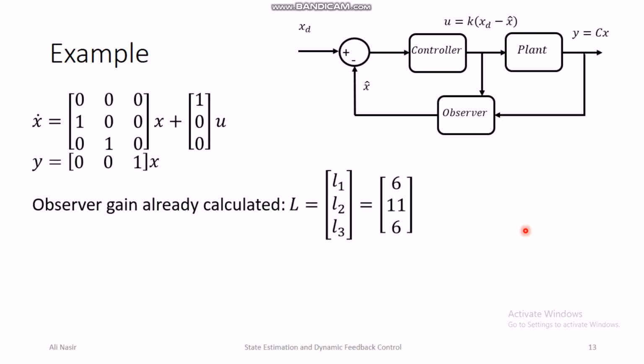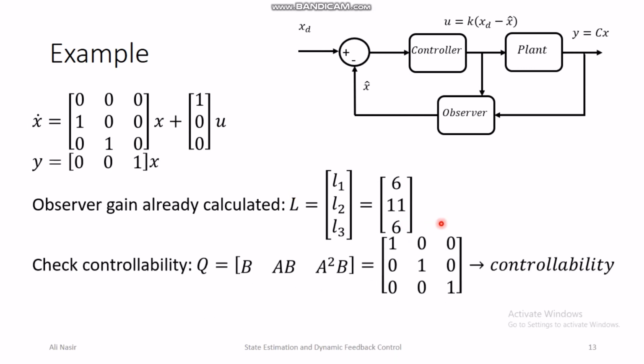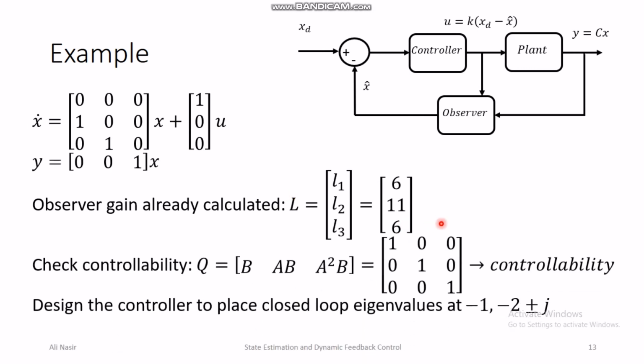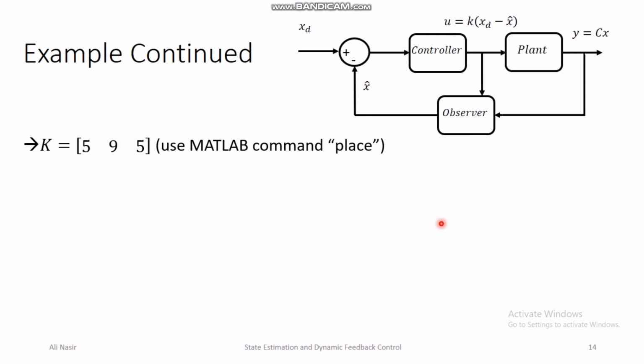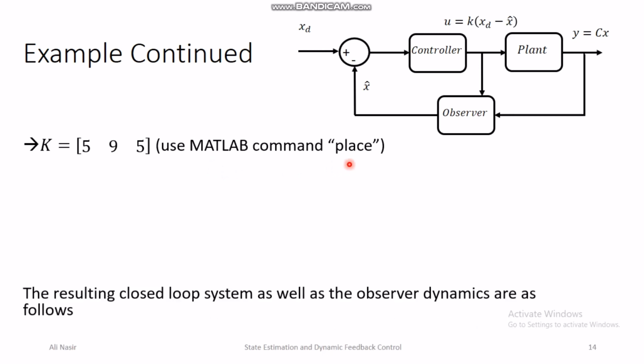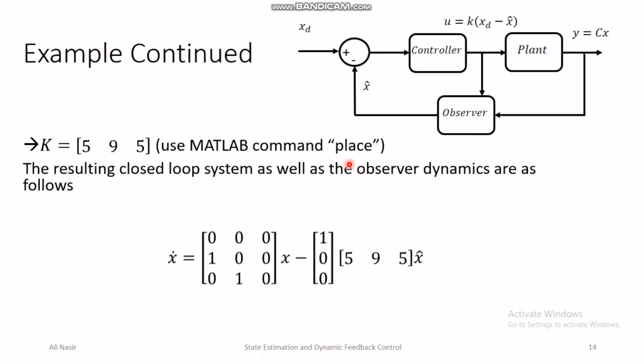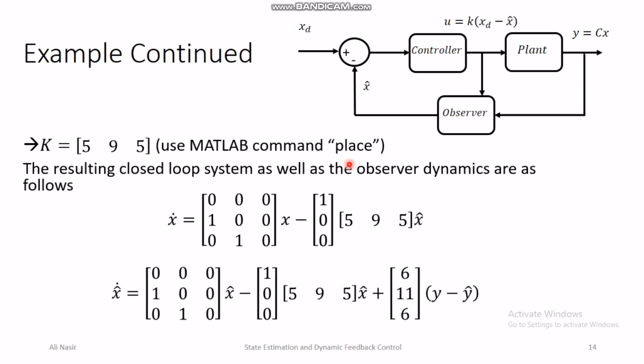This is basically the same example for which we already designed the observer. We checked the controllability of the same system, and we placed the eigenvalues somewhere in the left half plane, and we calculated the gain that ensures the eigenvalue placement at our desirable location using the MATLAB command place. And then the observer dynamics of the resulting system are like this, and the actual system dynamics are like this. So this was today's lecture.